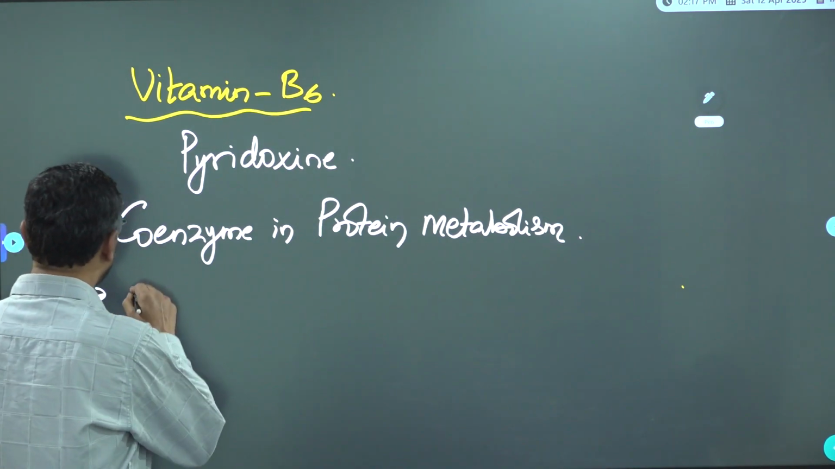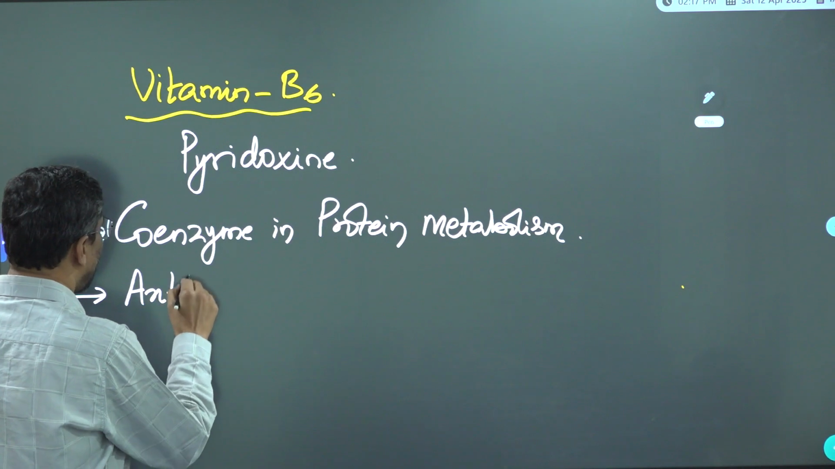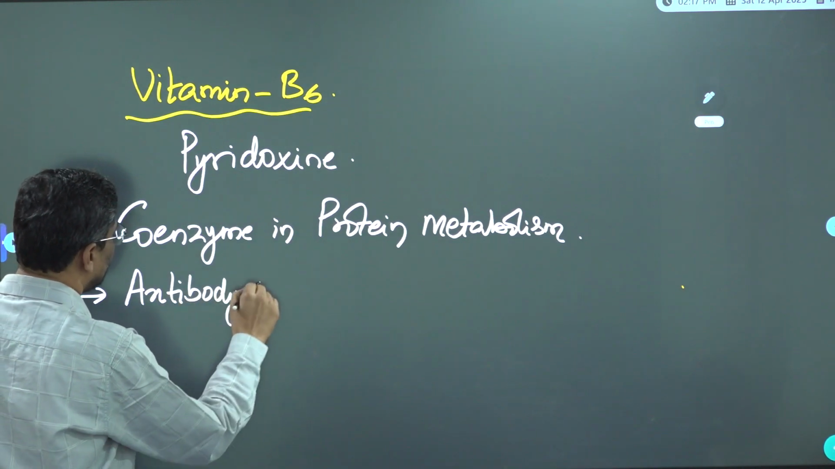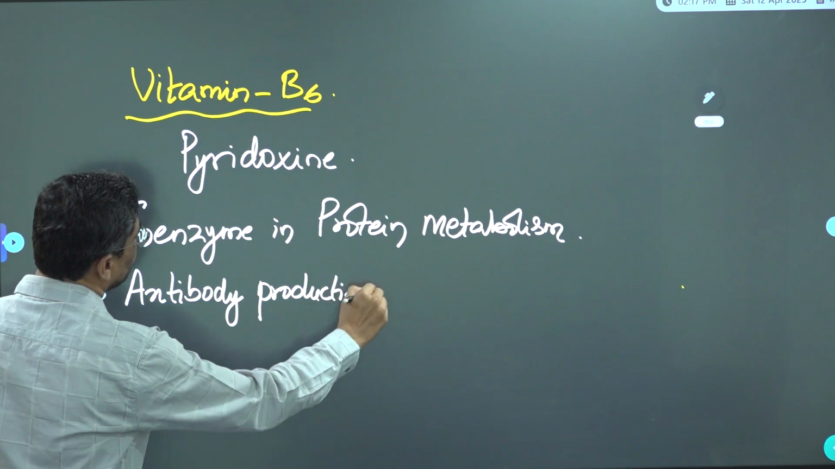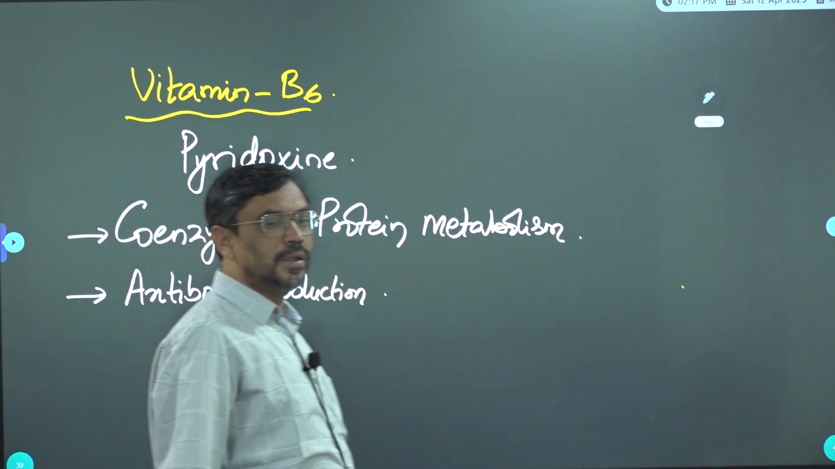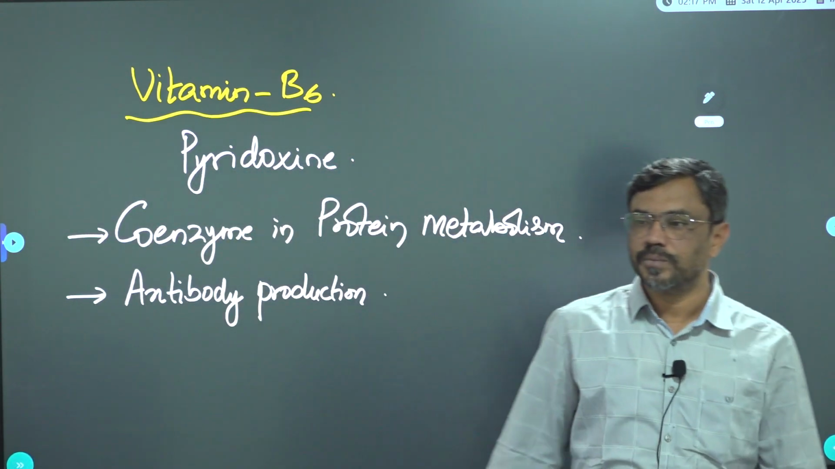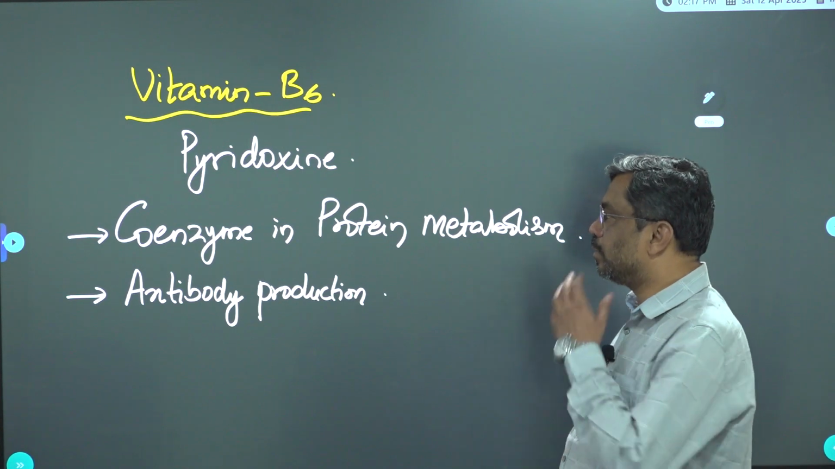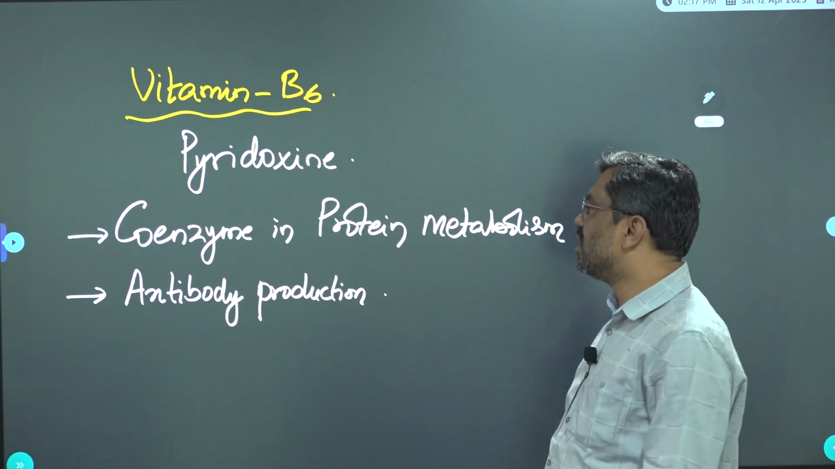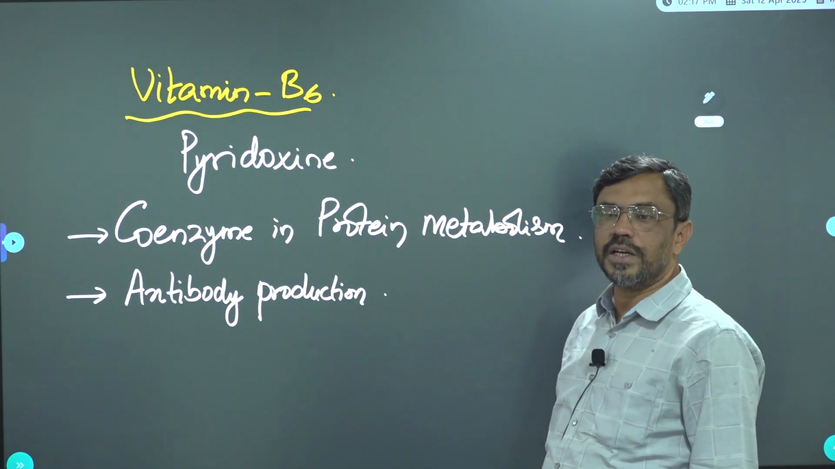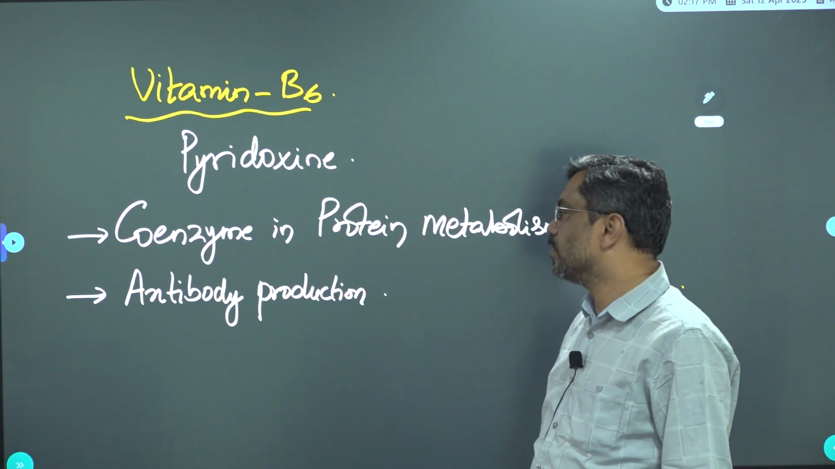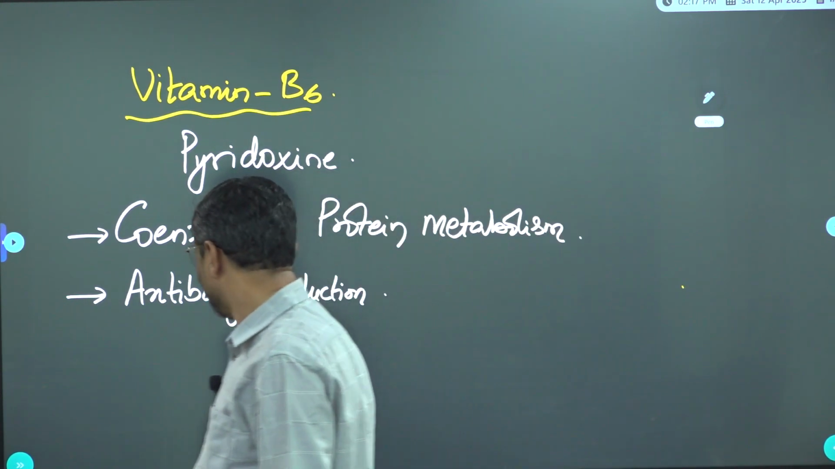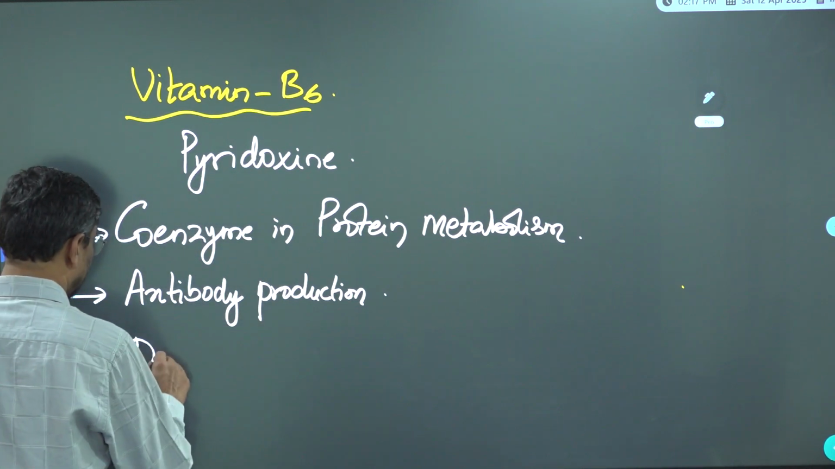It is required for antibody production. This is important. That means it provides immunity. It is a coenzyme in protein metabolism. It is required for antibody production. Then deficiency.